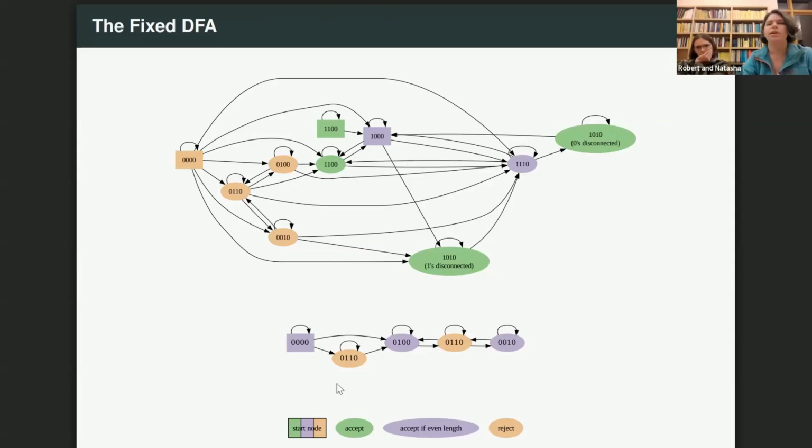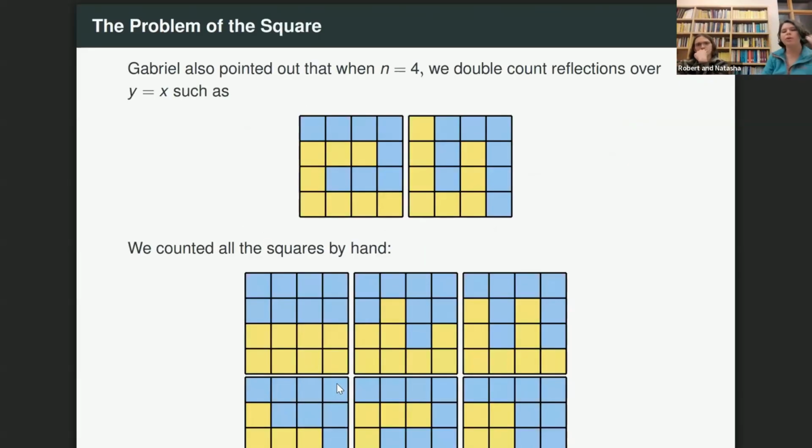except for squares. Squares are a problem because unlike rectangles, which you can only reflect over the x-axis and over the y-axis, squares can be reflected over their diagonal. So Gabriel also pointed out that when n is equal to 4 and we have the same number of columns and rows, we double count reflections over y equals x. But n equals 4 is small, we can just count all walks of length 2 and then double them by hand and ensure that we get all of the pictures.